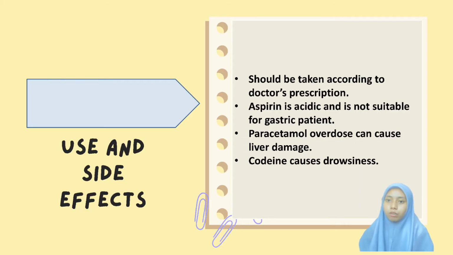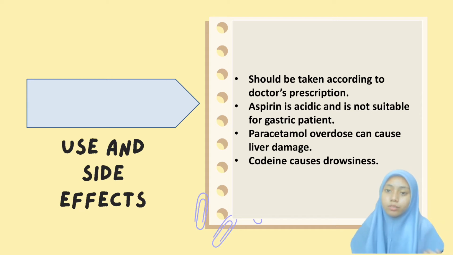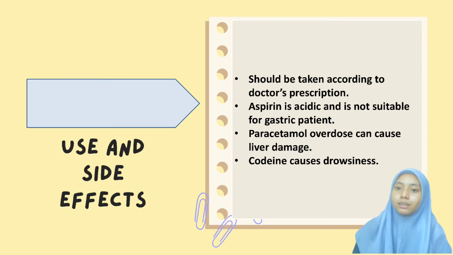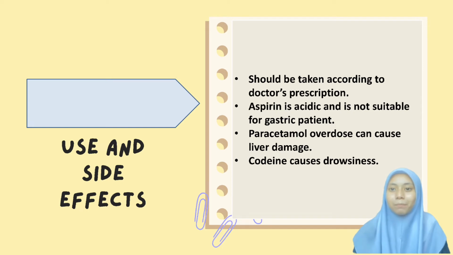How about the use and side effects of these 3 types of medicines in analgesics? All of these 3 medicines should be taken according to the doctor's prescription. Aspirin is acidic, so it's not suitable for people that have gastric problems. People with gastric problems who take aspirin can get stomach ulcers, so it's not suitable for them.